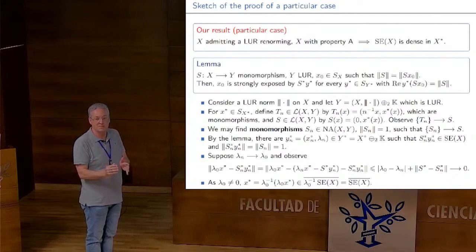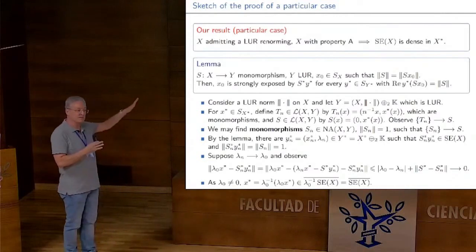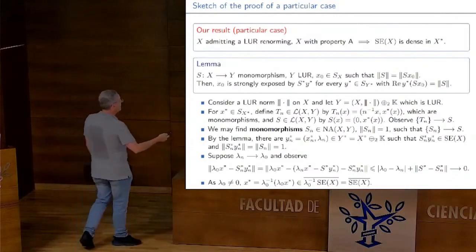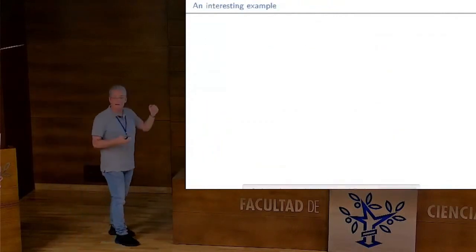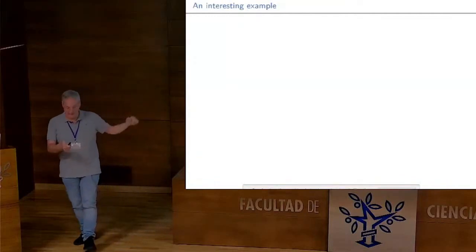You can only multiply by a positive element, so you have to prove that x0 is positive. And this is hard. Not very hard, but rather hard. But in the case of the unit ball, the proof is very easy. Okay, so let me show an interesting example using these ideas.